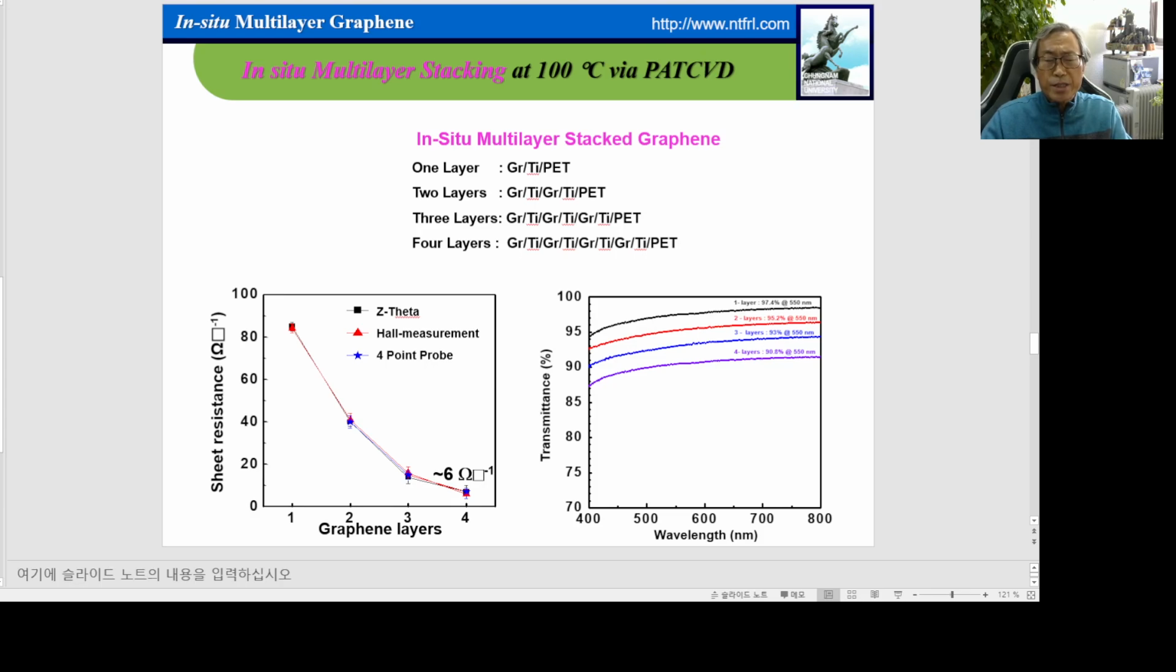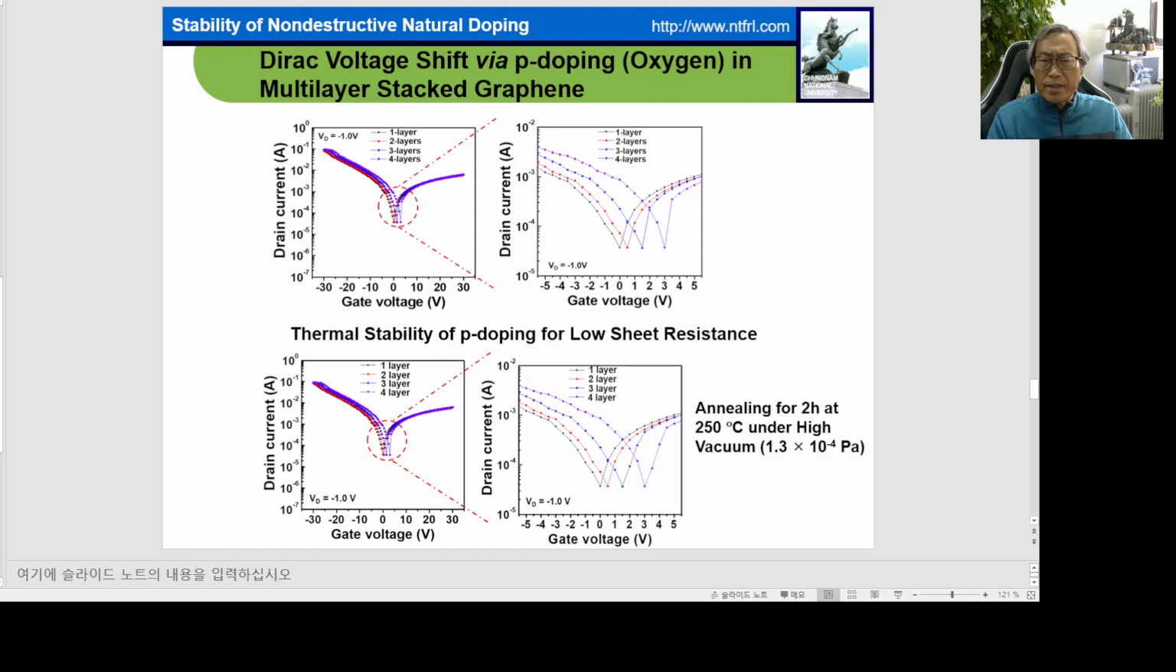So we measured the sheet resistance as a function of graphene layers. At 1 layer it shows 80 ohm per square. But with increasing graphene layers, at the 4 layer stack, 6 ohm per square is possible. And the transmittance is slightly decreased, about 2.2% with every stack. So this is a very important data. But why does the sheet resistance decrease with increasing layers?